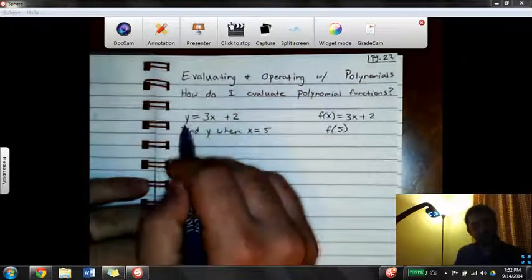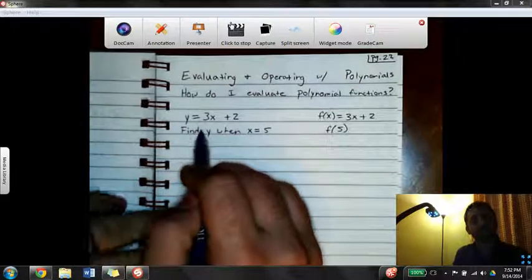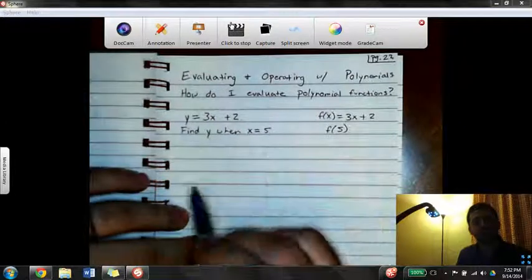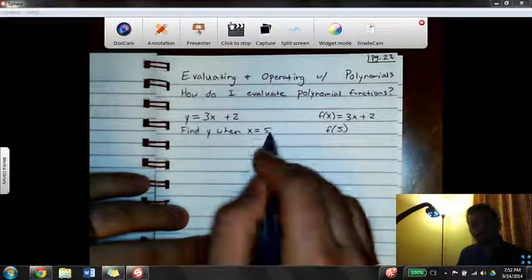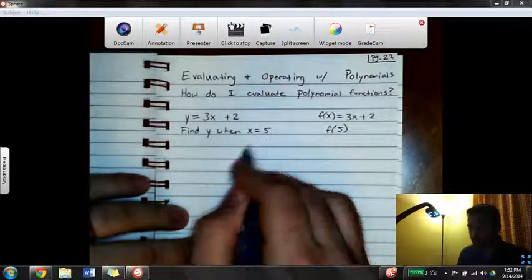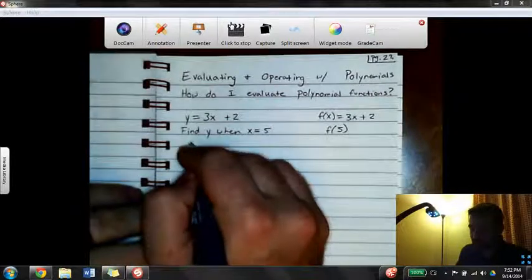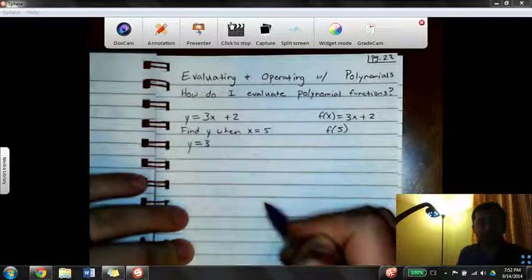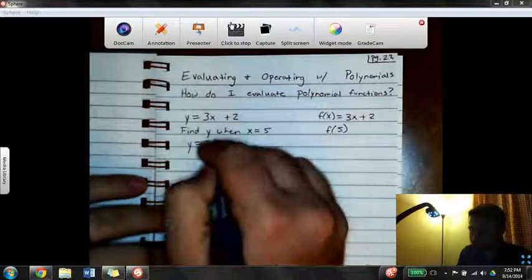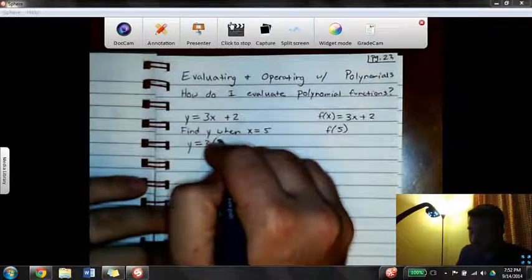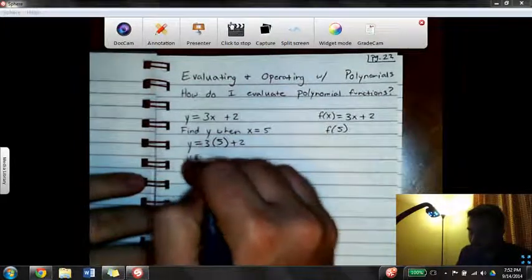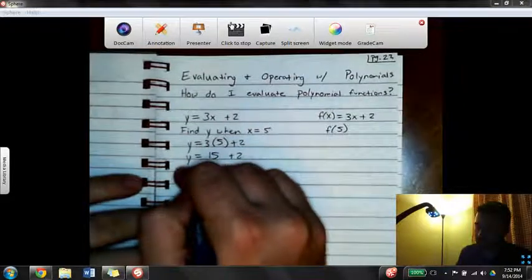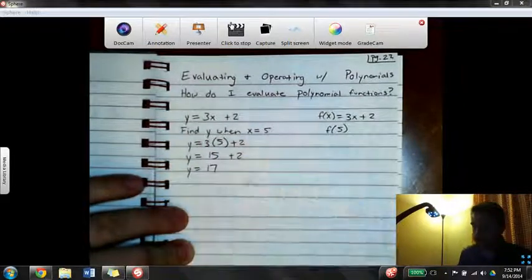When we have an equation, y equals 3x plus 2, and it asks us to find y when x equals 5, we take the value of x and substitute it in for x in our equation. Or as many of you like to say it, we plug 5 into the original equation. So instead of writing x, I'll write 5, and then I'll evaluate. 3 times 5 is 15, and 15 plus 2 is 17.